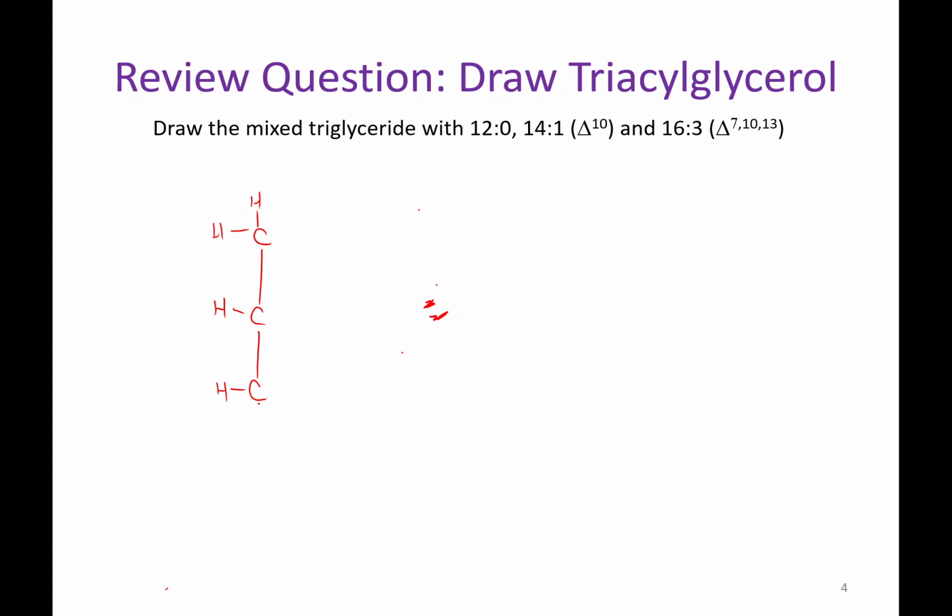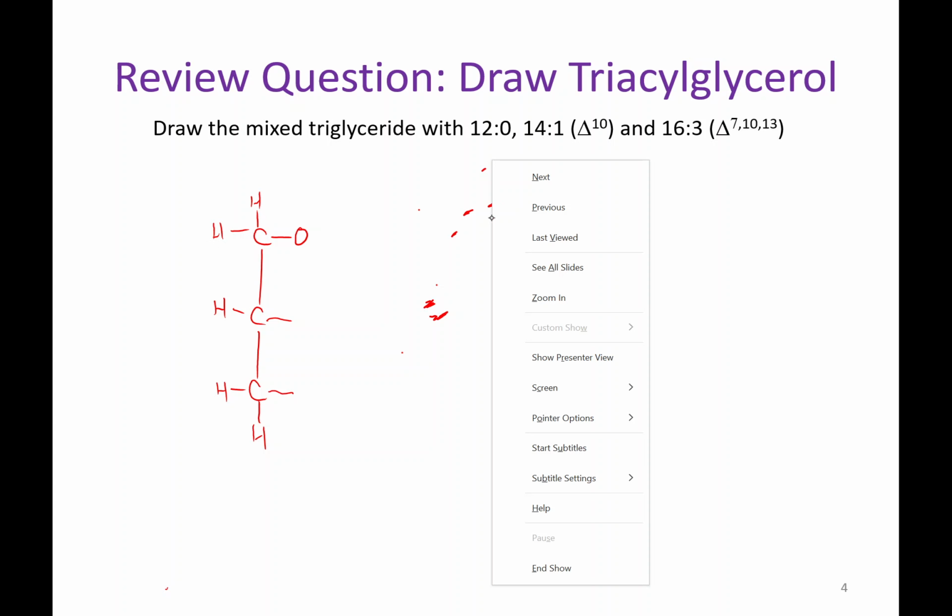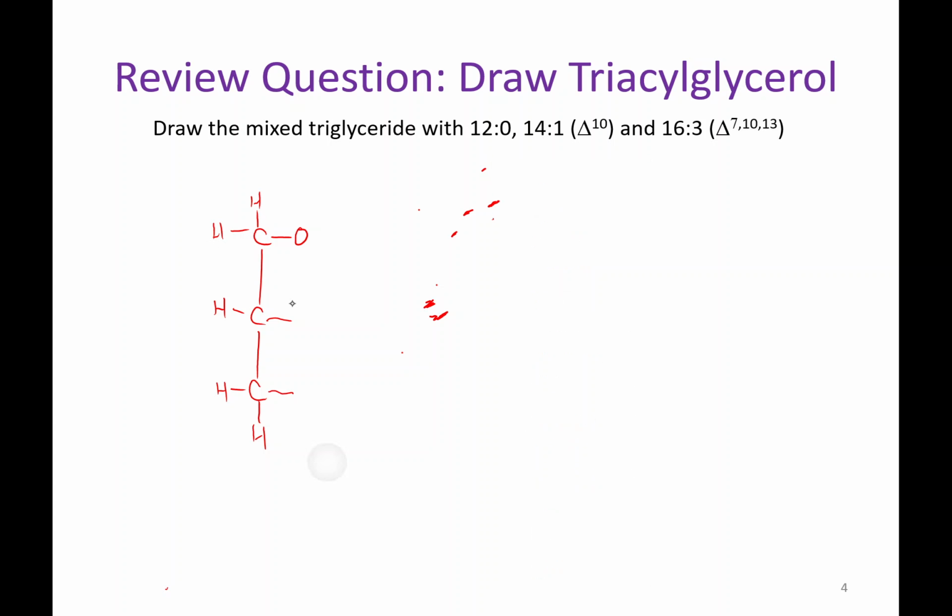Sorry, when I put my hand down, it makes marks on the screen. Glycerol would normally have 3 alcohol groups on it, so those would be OHs normally for glycerol. But in a triacylglycerol, or triglyceride, those are connected to the carboxylic acid via an ester linkage.